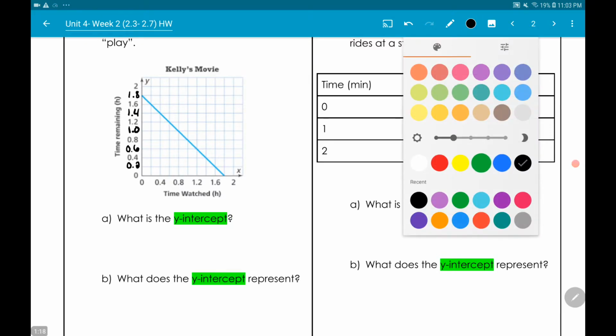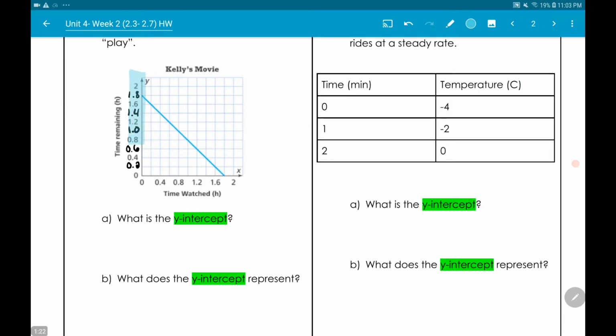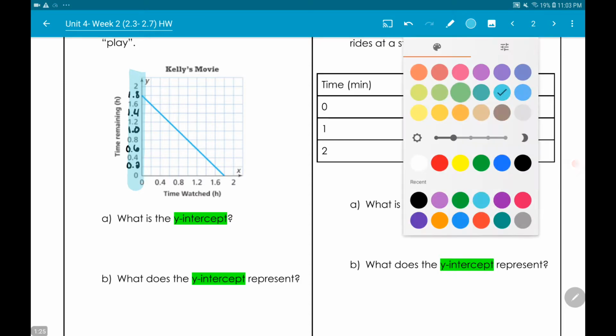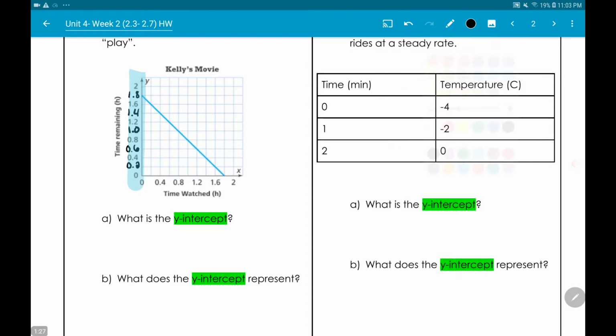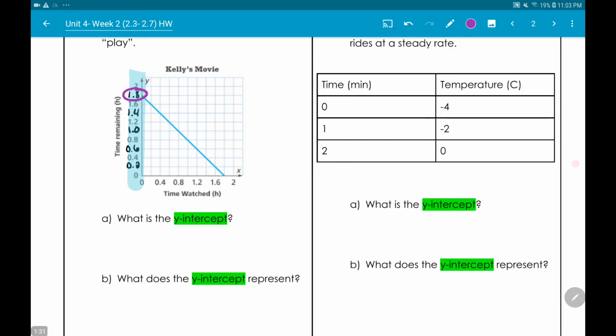Alright, so the y-intercept is where it hits the y-axis. So when I look, I'm looking only at the y-axis, and I'm looking where it crosses with our graph. So I see that our graph crosses right here. So that means the intercept is 1.8.